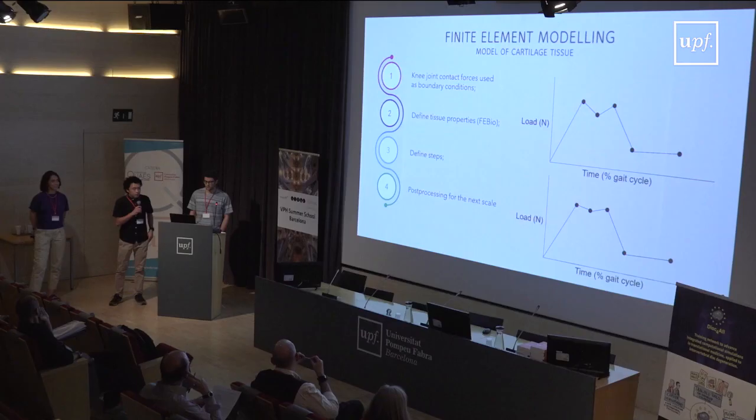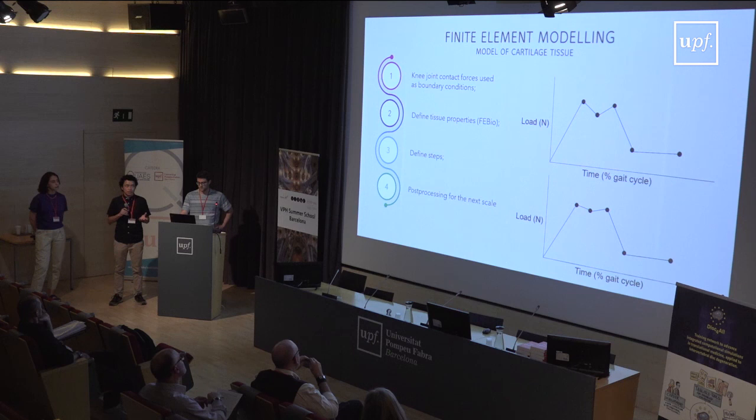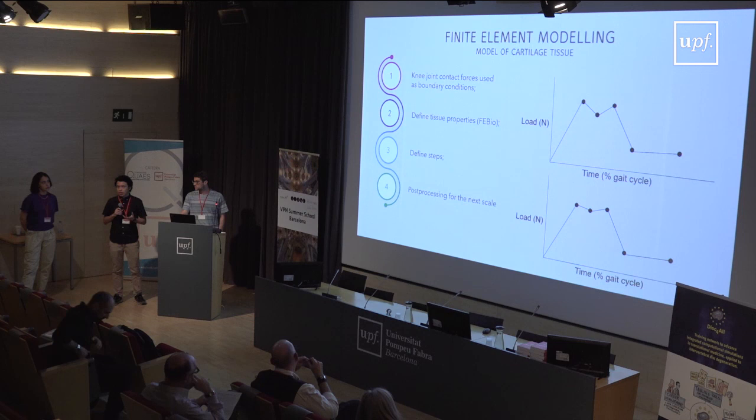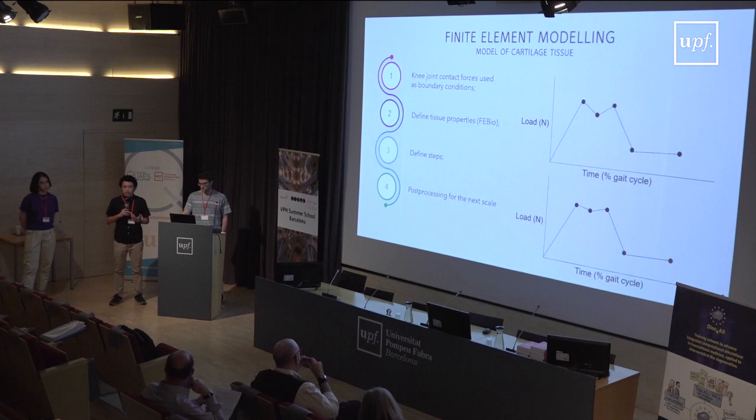Okay. As the idea here is to perform multi-scale modeling, we move to a different scale. We jump from the whole body model we were tracking in the previous analysis to tissue level modeling. In this case, we perform a finite element modeling of the cartilage in the tibial plateau of the knee joint. To do that, we need to keep consistency between the scales.